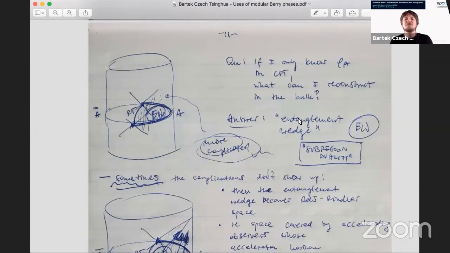And the answer to this question is something called the entanglement wedge. So what is an entanglement wedge? Roughly speaking, it's the region of the bulk which lives between the Ryu-Takayanagi surface and the region A, which is in the hollow cylinder, on the boundary of the whole cylinder.